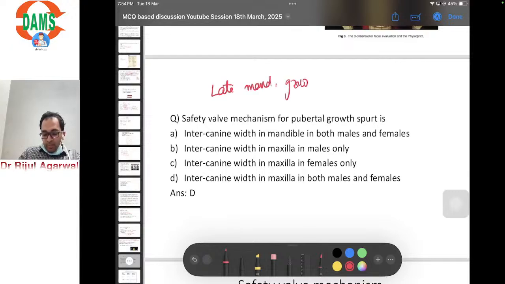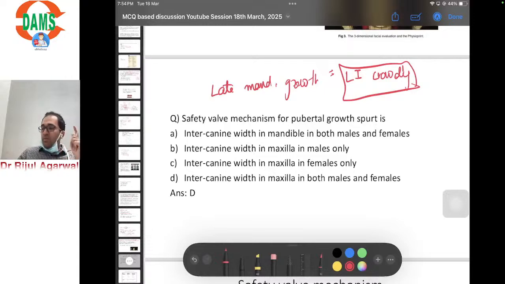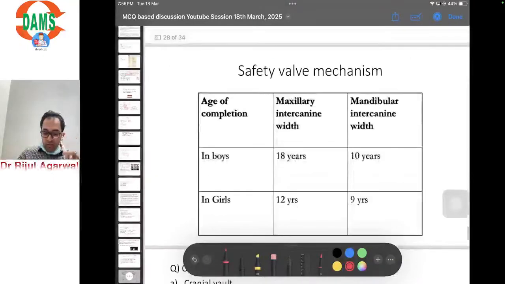This late mandibular growth, which occurs around 17 to 18 years, can lead to lower incisor crowding. So another is a subsequent or branch-out question which can come. Now coming back to the safety valve mechanism. What nature does is, in our human body, the intercanine width of the maxilla adjusts. Okay, so the growth of the maxilla bone is finished, but the dentition, the teeth which are there, adjust accordingly so as to accommodate the late mandibular growth. The intercanine width in the maxilla increases.